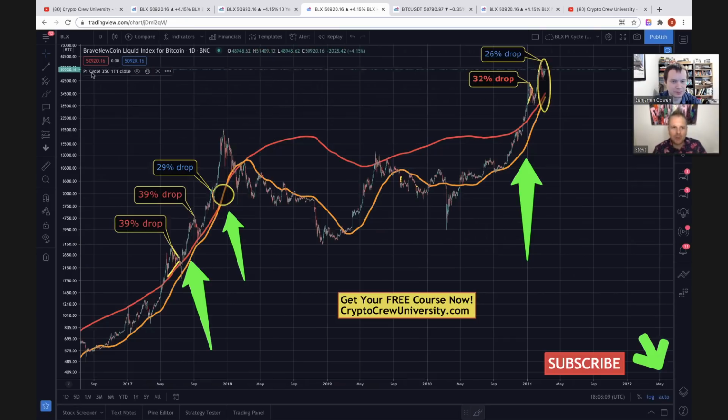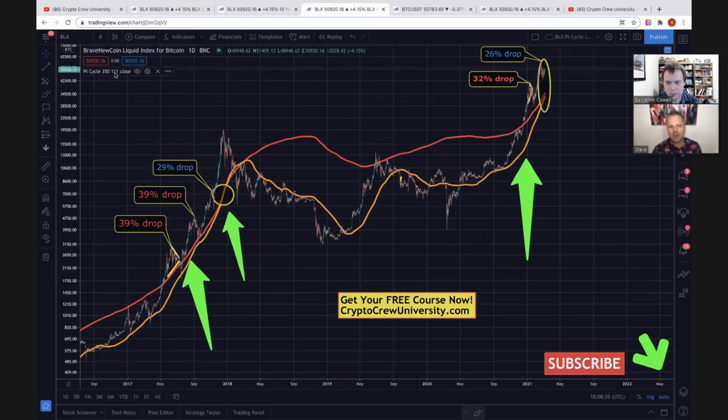But first, the Pi cycle is here. I pay for this indicator. You can get it for free on lookintobitcoin.com, so you can pull that up right now and follow along at home. But last time, I believe we were somewhere around here where we had this move for the first time above this red line, right? This red line in the Pi cycle.